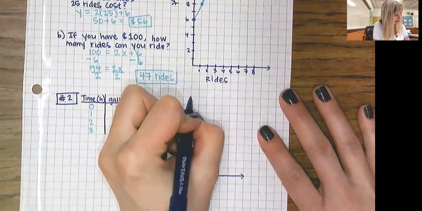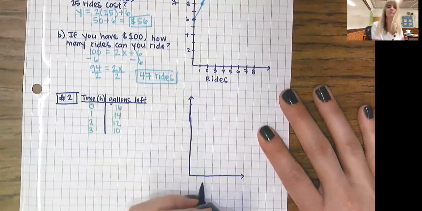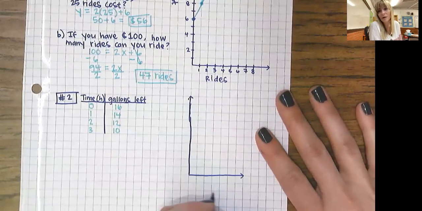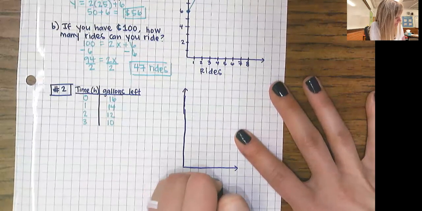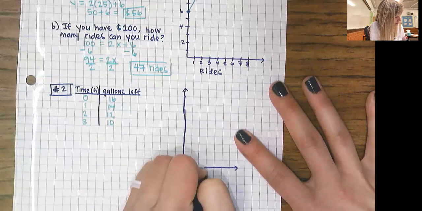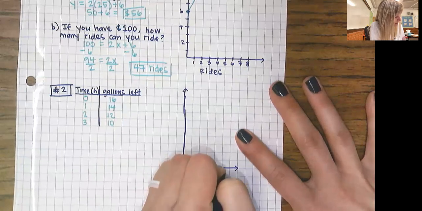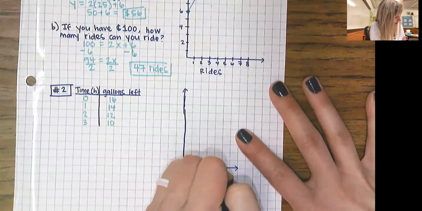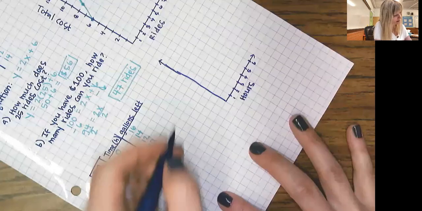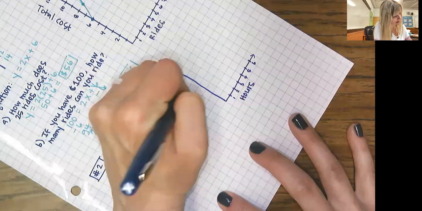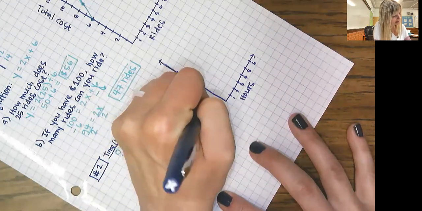And what if instead of going 1, 2, 3, 4, 5, 6, 7, what if I let every box equal 2, just so I don't have to draw quite as much? So this is going to be hours. This will be 1, 2, 3, 4, 5, 6. And then over here, this is going to be gallons remaining.